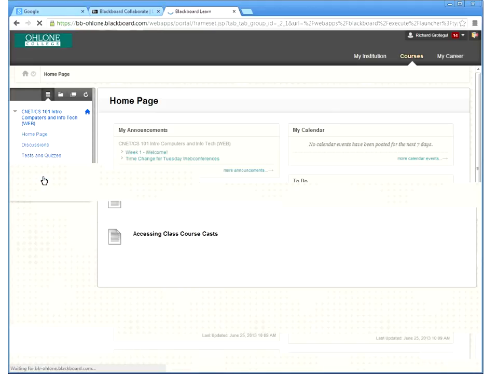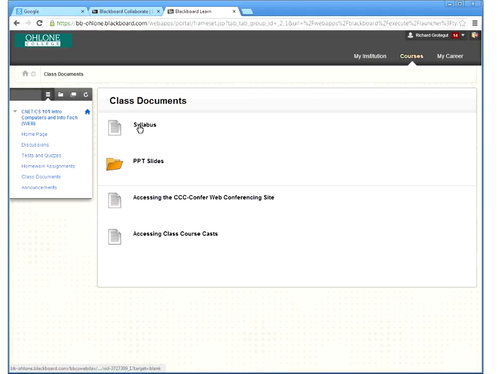There are class documents listed here. The syllabus that I showed you is posted here. The PowerPoint slides for each of the chapters that we're going to be studying, I'll have uploaded here ahead of time. Here are instructions that the 3 of you were able to figure out and use to log on to the CCC Confer web conferencing site. And there's another document on how to access the class CourseCast. That's another website where you'll need to go to listen to the podcasts.